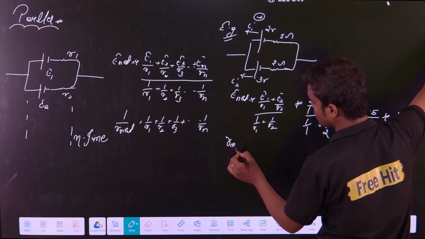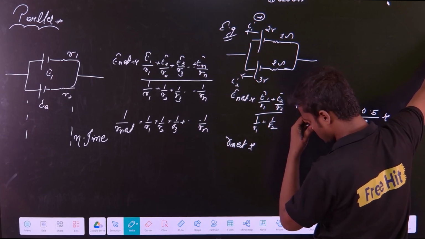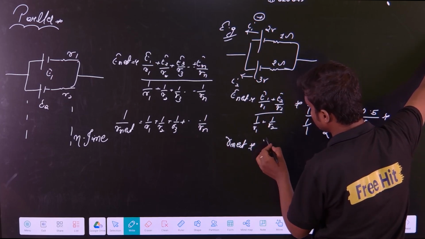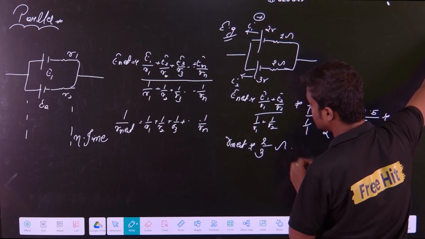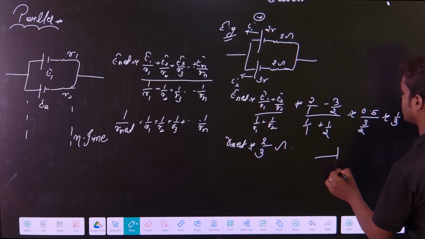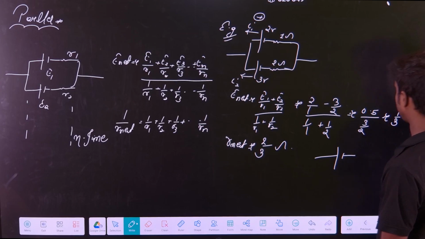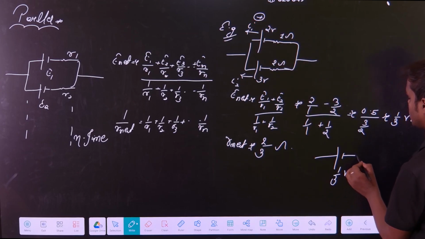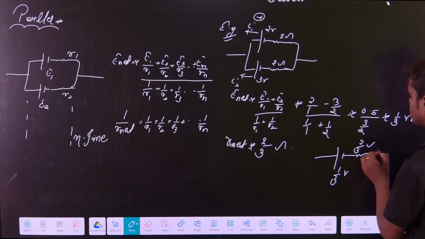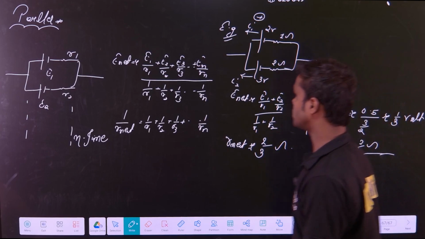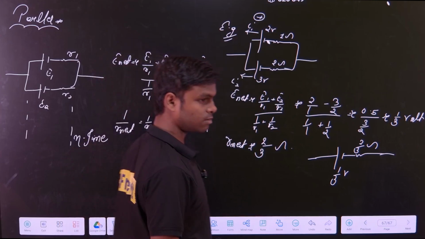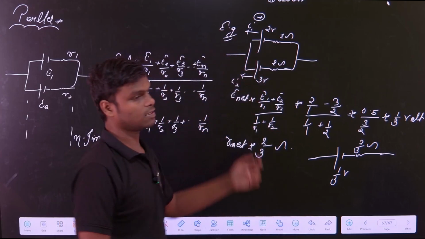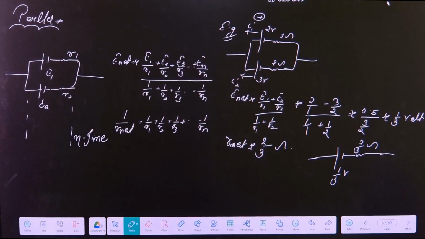What is R net? That is a parallel combination, so if you apply the parallel combination, you will get 2 upon 3 ohms. So you can replace this with a battery, and the battery value is positive. This direction we have taken positive, so it is 1 by 3 volt with a resistance of 2 by 3 ohm. But suppose you get a negative value, you just flip the battery. Simple. Then you can draw. Clear? Any doubt?